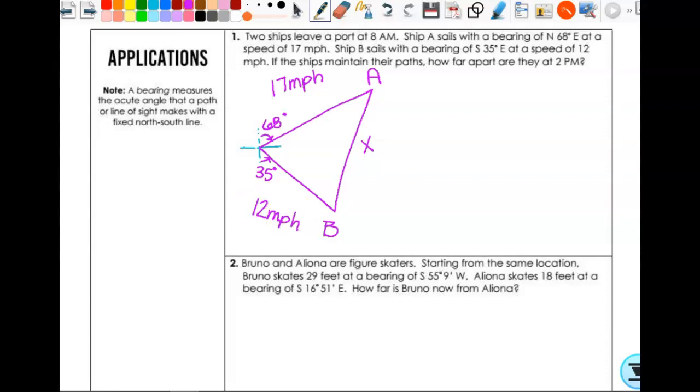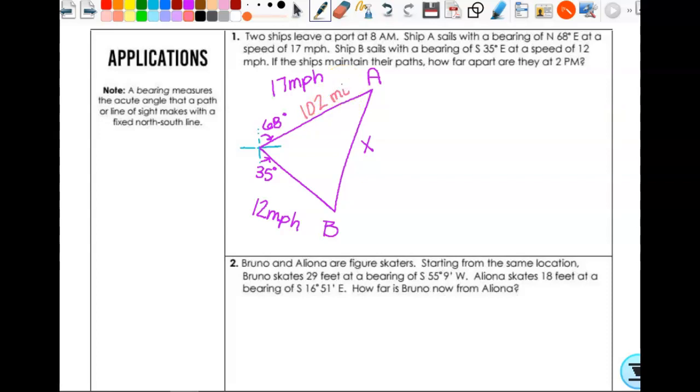All right, so if I'm going 17 miles per hour, I start at 8 o'clock, and I want to know where I am at 2 p.m. How many hours is that? 6? So 17 miles per hour for 6 hours. What do I do with that information? Multiply. You got a calculator? What's 6 times 17? 102. So this is 102 miles is the distance that ship A went.